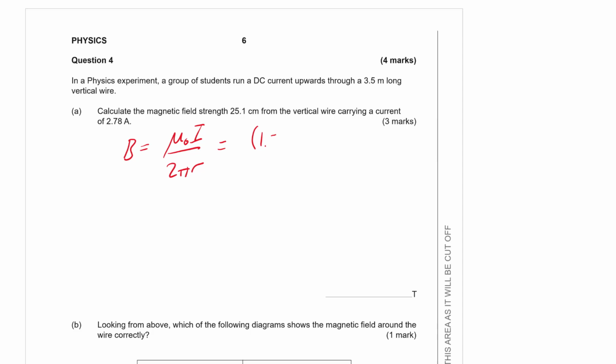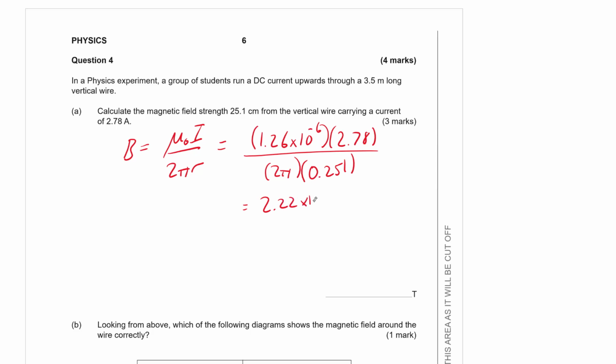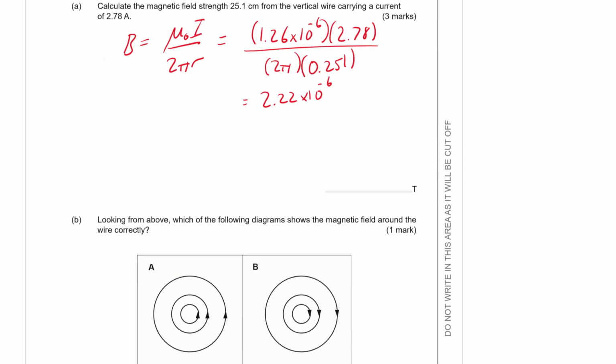So mu naught 1.26 times 10 to the negative 6, and I is 2.78 amps, and we're going to divide that by 2 pi, and the radius, it's in centimeters, so it's 0.251, and what you should get is 2.22 times 10 to the negative 6 teslas. It'll be 2.22 times 10 to the negative 6.